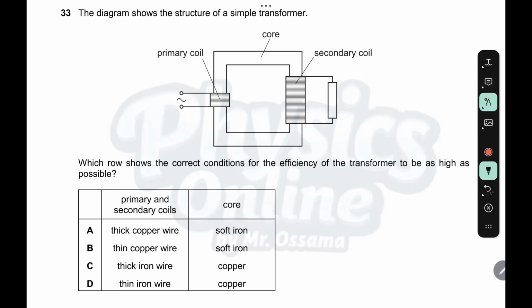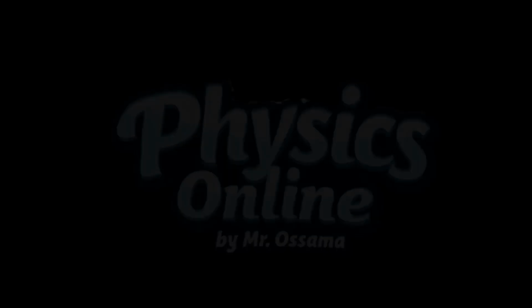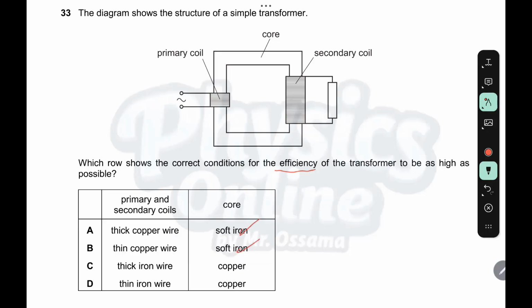The diagram shows the structure of a simple transformer. Which row shows the correct condition for the efficiency of the transformer to be as high as possible? Talking about efficiency, for the core, of course, we'll use soft iron, because soft iron is easy to magnetize and easy to demagnetize. For the primary and secondary coils, copper or iron? Of course, we use copper. Thick or thin, which is better for the current to flow? Of course, thick copper wires, which decrease the resistance. So the answer is A.